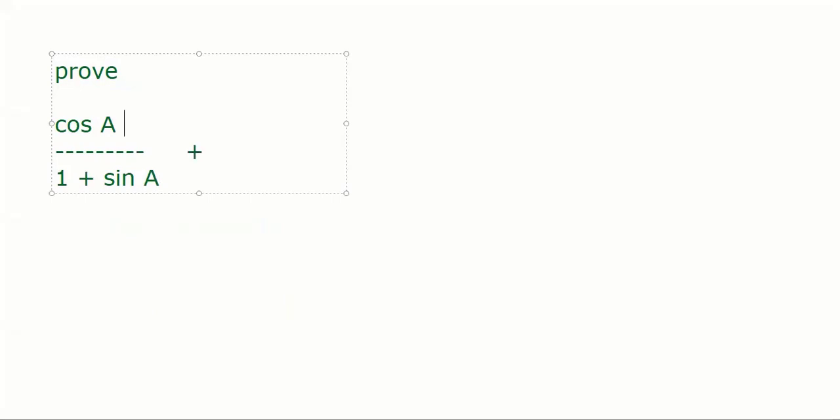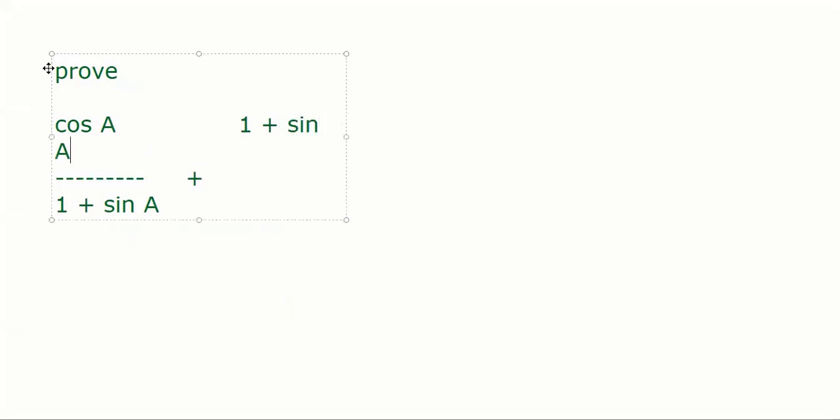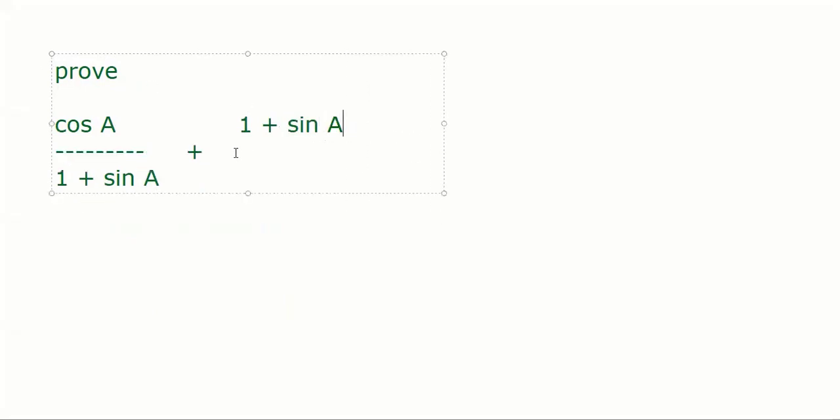Very interesting. Suppose I had to prove something. There are 6 or 7 golden tips, not rules, tips. If you follow them, your trigonometry can become super solid. Prove that 1 plus sin A by cos A plus cos A by 1 plus sin A equals 2 sec A. That is what we have to prove, guys.